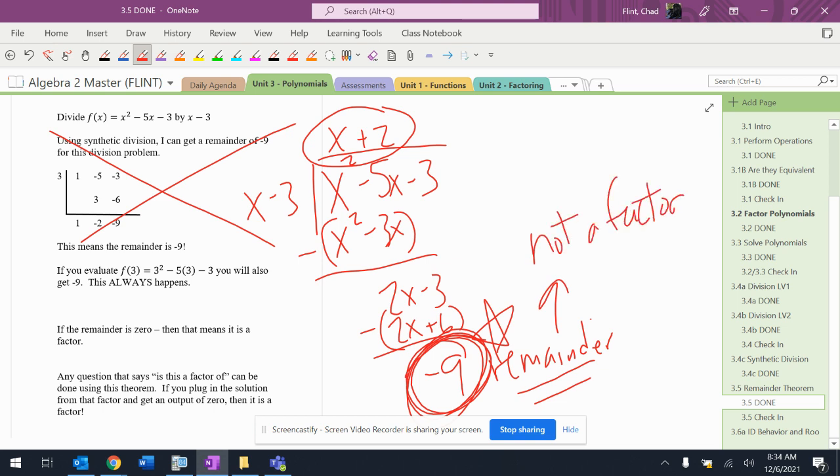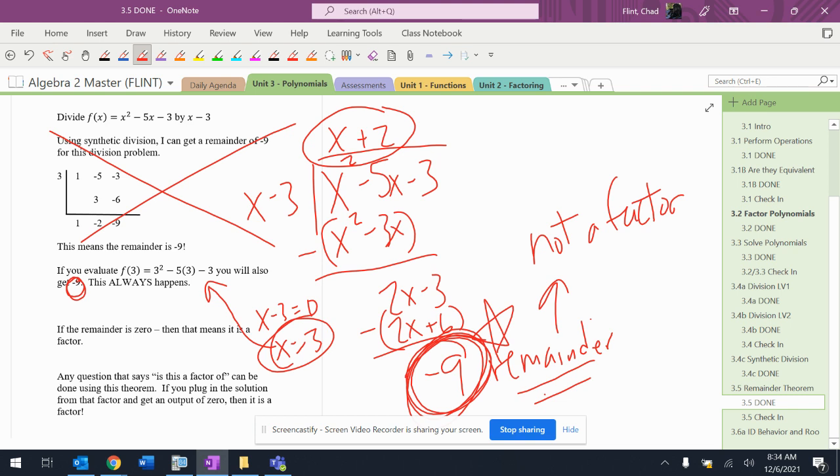But if I took x minus 3 and solved it, so I did x minus 3 equals 0, I would get x equals 3. If I took that 3 and plugged it in, I would get minus 9, which is the same thing as the remainder. That always happens every single time. Whatever the remainder is will be the exact same thing as you get as your solution. It's what happens when you do this stuff.